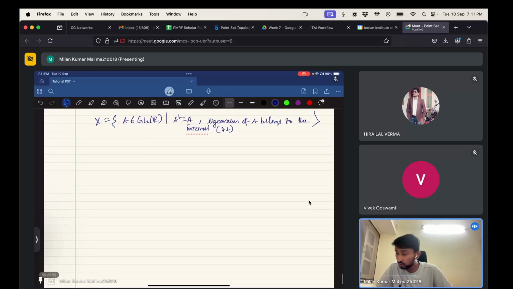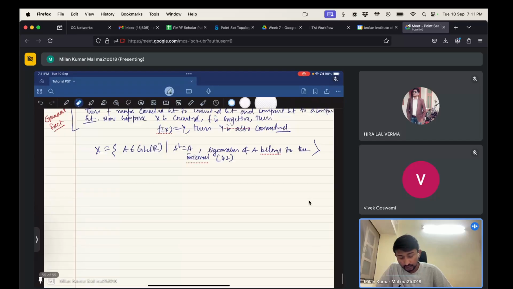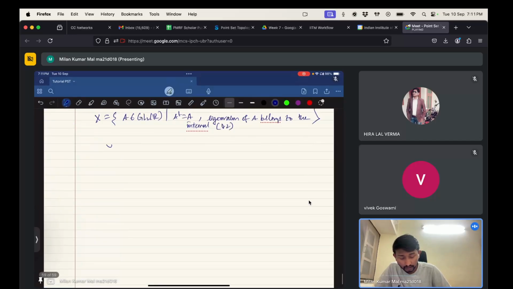So what I will try to do here basically, okay, let's take this is the X, as it is written X. I will try to construct a compact set Y. We will try to construct a connected set Y and a continuous function f from Y to X which is surjective.